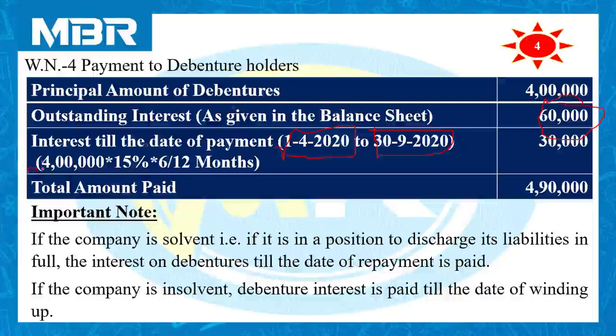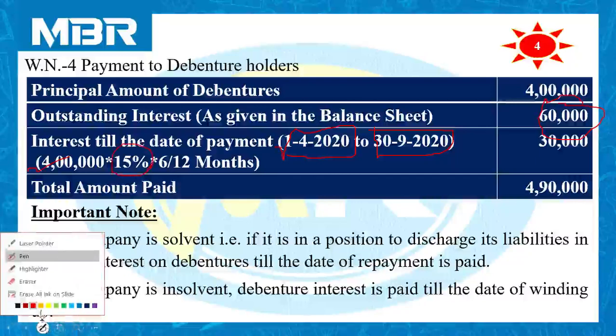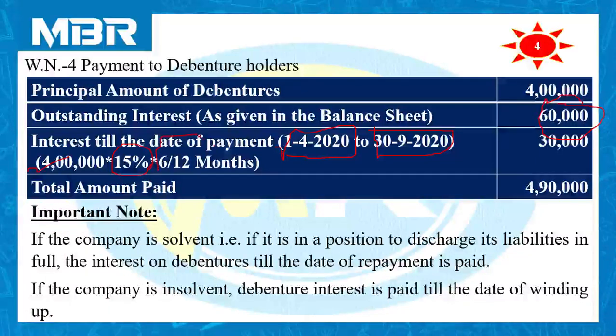Face value of the debenture or principal amount 4 lakhs. The rate of interest on a debenture is clearly given over here, 15%, and we need to pay additional interest to the debenture holders for the period of 6 months. So 4 lakhs multiplied by 15% multiplied by 6 months is equal to 30,000.